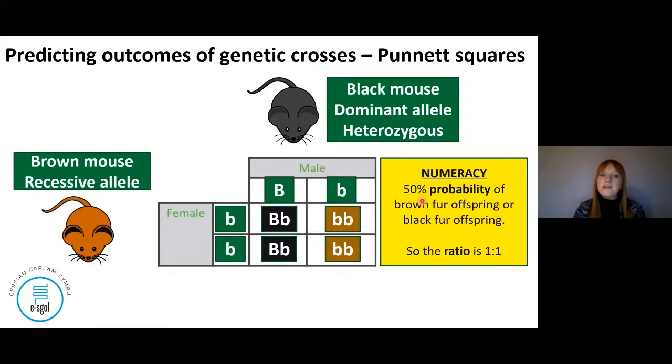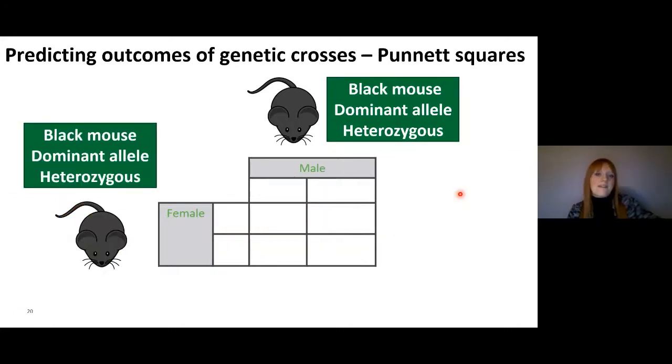Okay, so if we cross a heterozygous organism with a recessive allele, so heterozygous dominant with a recessive allele, we're going to get the ratio of 1 to 1. 50% will inherit the dominant characteristic, 50% will inherit the recessive characteristic. Okay, in the last one then.